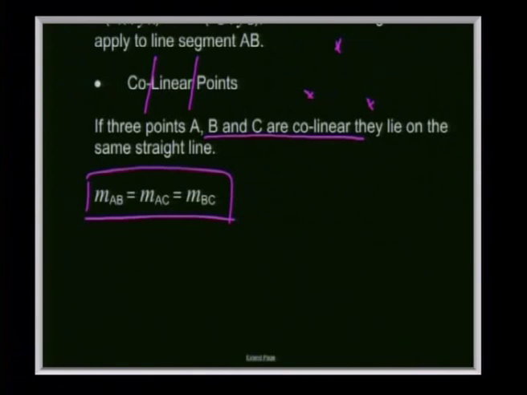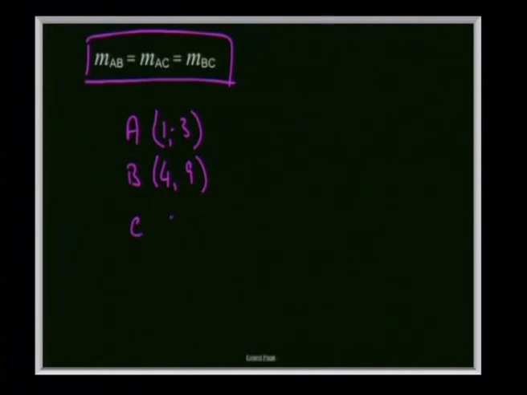Well, if we come along and we have 3 points, for example, point A is the point (1, 3), point B is the point (4, 9), and point C is the point (5, 11). Are they collinear? I'm going to show you 2 different ways to check this out. The first way is using slopes.